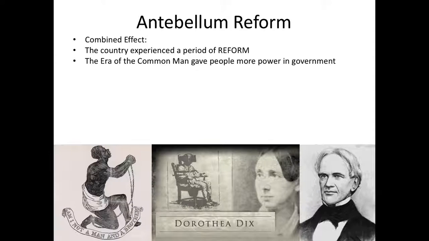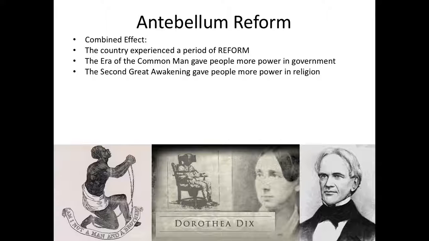So remember, again, that the era of the common man gives people more power in government. The Second Great Awakening gives people more power in religion. And what happens is you put these two together. The common man is going to say, let me use my newfound power in government to elect politicians to pass laws that reflect my newfound religious feelings. So as people are getting more religious, they start to express their religious values at the ballot box.